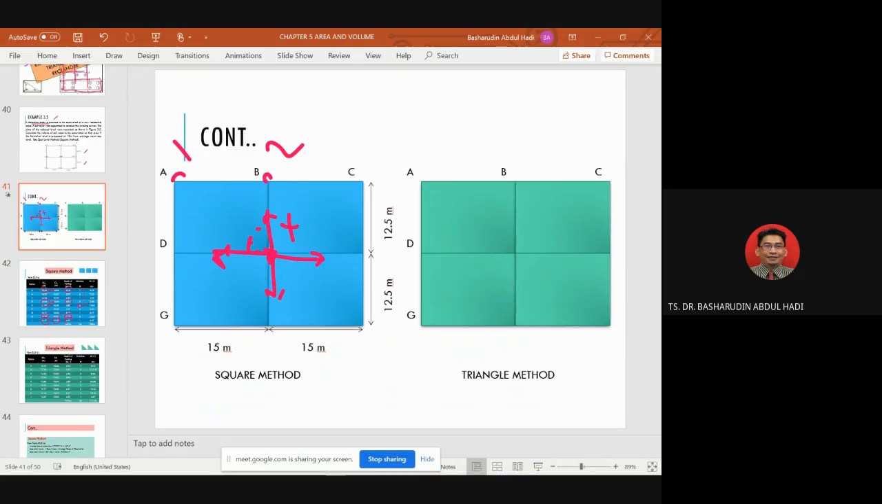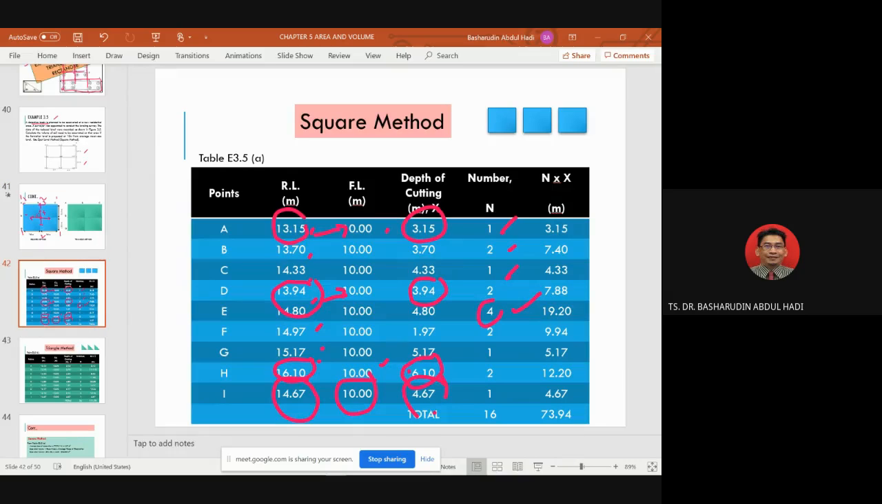This one, B, shares this value and this value, so it is considered 2. This one is 1 and 1. So we have numbers of height weighting, because you're sharing the grid boxes.